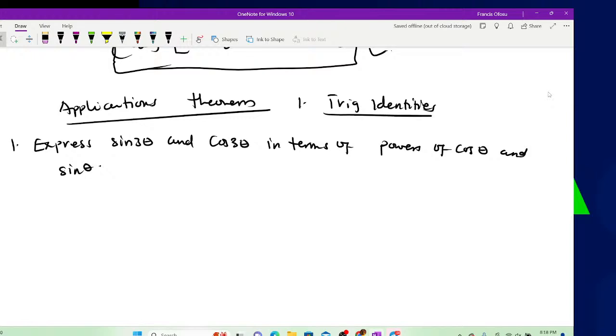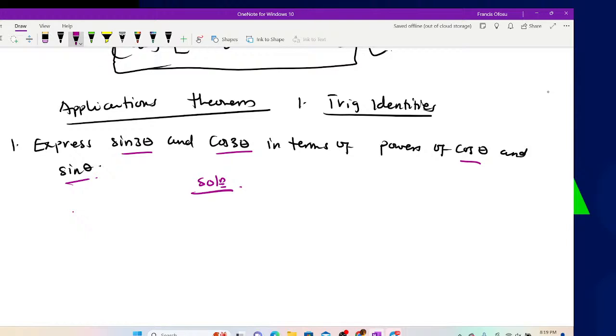So an application of De Moivre's theorem is in trigonometric identities. The problem here is: express sin 3θ and cos 3θ in terms of powers of cos θ and sin θ. Watch closely as I solve this problem. For the solution, I have sin 3θ and cos 3θ.